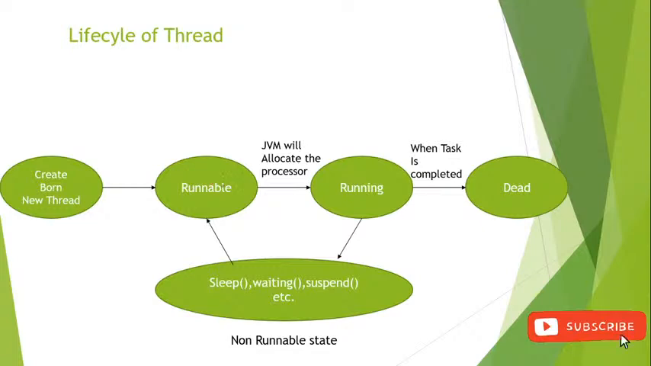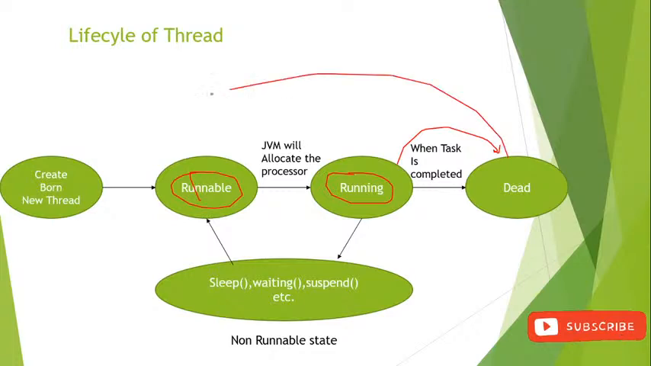Inside this runnable phase, he is not doing the job, he is ready for the job. Here, inside the running phase, he is doing the job. After his life is over, the man will come to the dead state, and from the dead state he will not come back to the born state. One person who dies will not be born again, right?